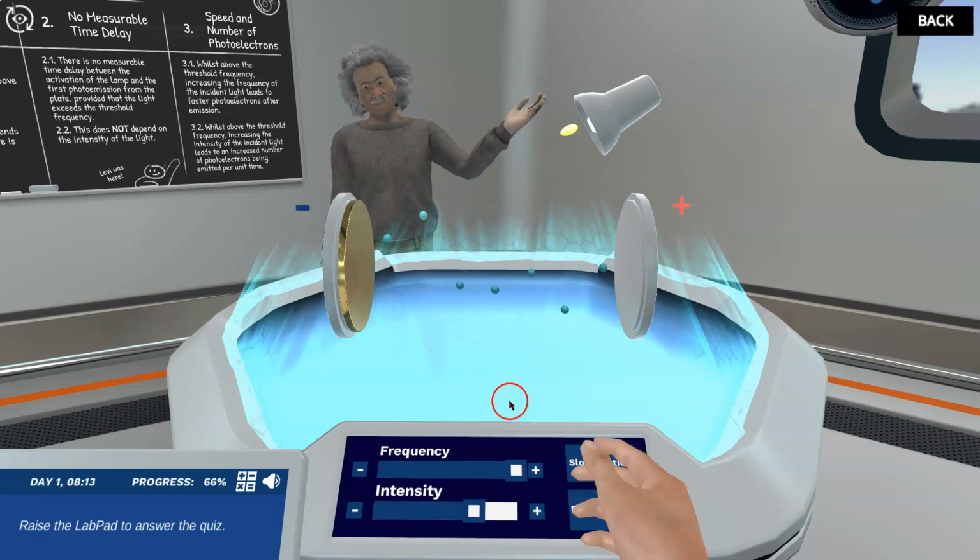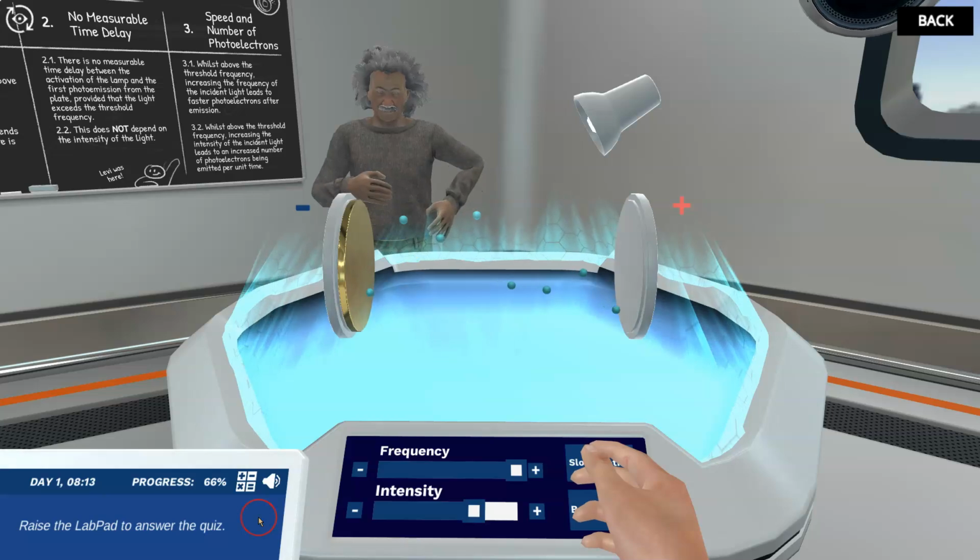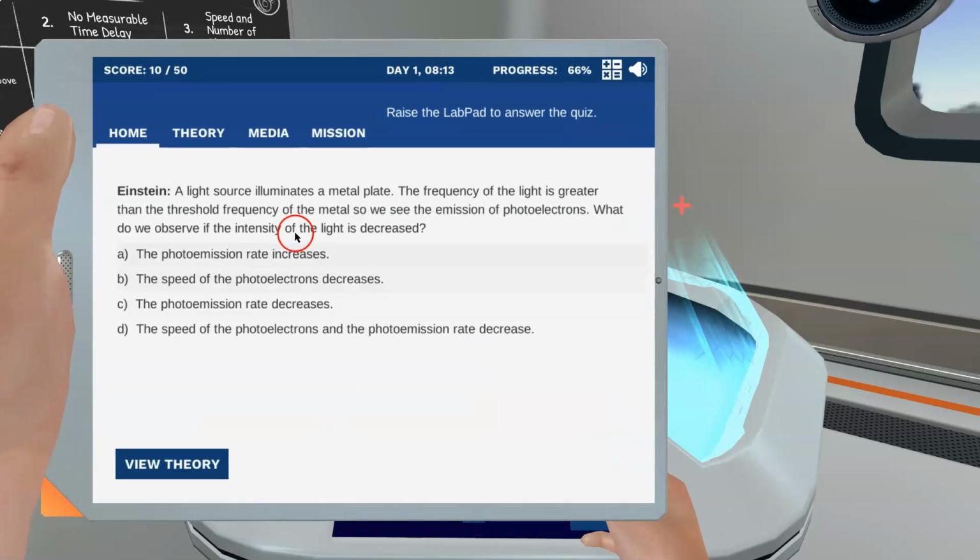A light source illuminates a metal plate. The frequency of the light is greater than the threshold frequency of the metal, so we see the emission of photoelectrons. What do we observe if the intensity of the light is decreased?